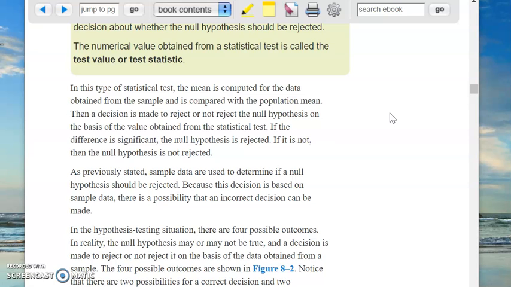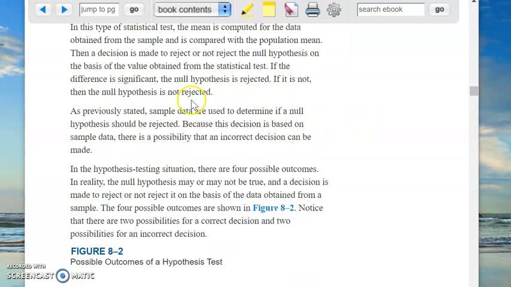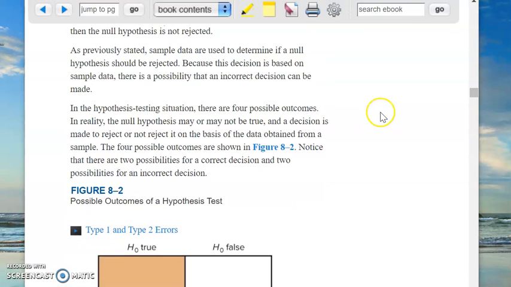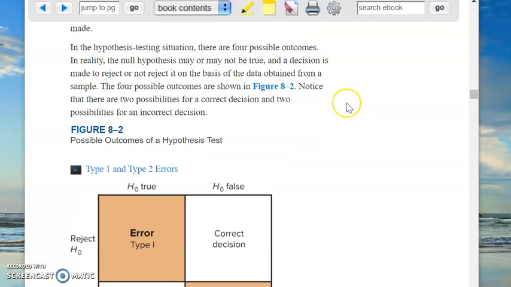So it's this concept that, who has the burden of proof? The H sub 1, the alternative hypothesis, it has the burden of proof. You have to reject the null hypothesis. If it's not significantly different, you do not reject the null hypothesis. Okay? As previously stated, the sample data are used to determine if a null hypothesis should be rejected. So now, you're basing this on sample data. You're going out there and you're feeding Wheaties to a bunch of kids. You're taking people and you're giving them this medication. There's still a possibility of making an incorrect decision. It's never going to be absolutely guaranteed. Okay, but that's just the way it is in life.